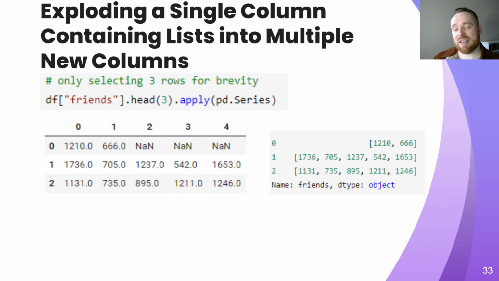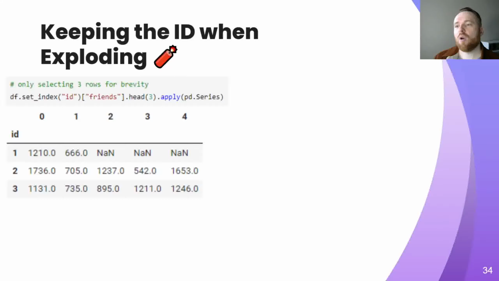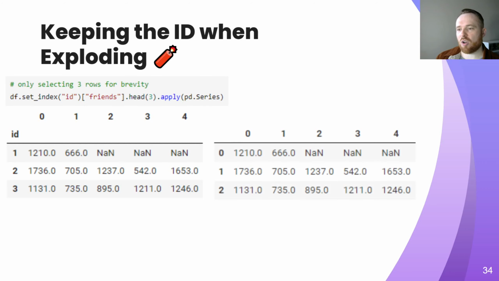But if we wanted to keep the ID, the actual ID from our dataset, one approach we could take is to set the index, say df.set_index to ID, and then select the friends column and apply pd.Series. So what we get back here is just the IDs from the original dataset with our now exploded columns, right? Contrast that with where previously we hadn't set the ID and we just worked with the original automatic index. It just helps us understand this exploded dataset a bit more. Having that ID present just gives us a bit more context.